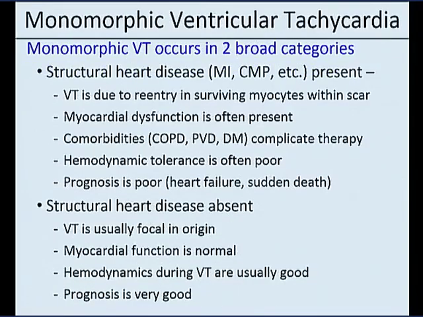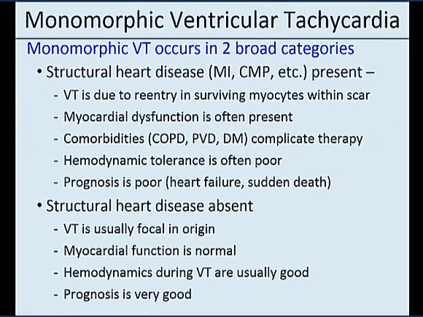All right, monomorphic ventricular tachycardia, each beat looking the same as opposed to polymorphic VT or VF. These come in two broad categories. One, where structural heart disease is present, and that is the substrate in which these exist. That's a bad actor. Another is structural heart disease absent.